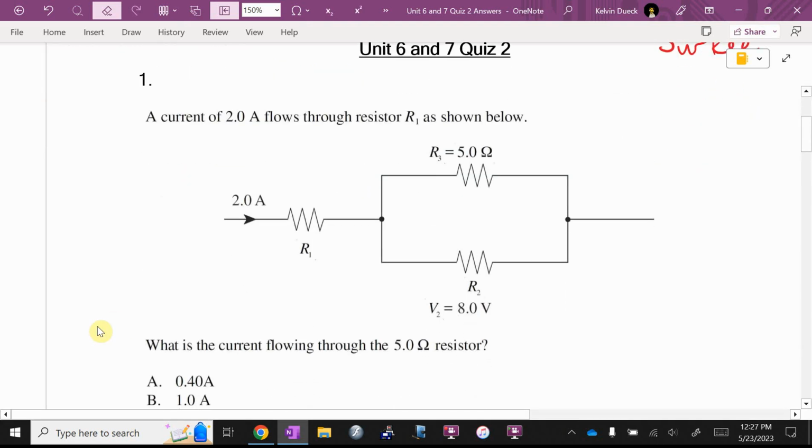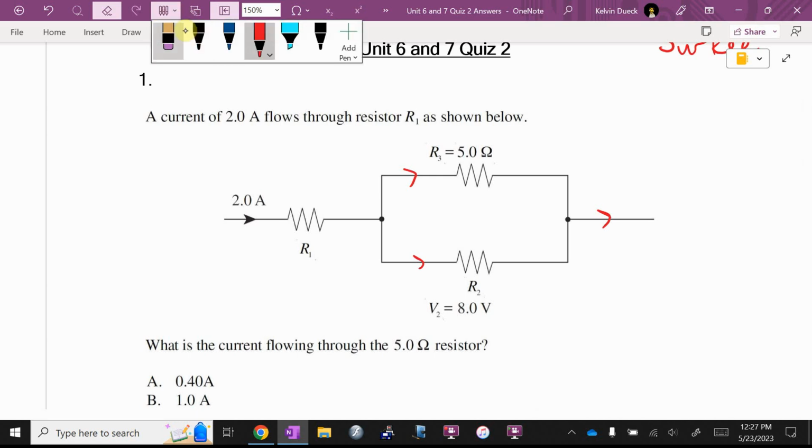A current of 2 amps flows through resistor R1 as shown below. I just have a habit of labeling downhill because as I was doing that, I noticed something else right away. Ella, the voltage from here to here on this branch going through R2, how many volts? They told you. No, read. 8. Say it again. How many volts from here to here? Again, not to make fun of you, but to make a point. How many volts from here to here? Well, how many volts from here to here then?